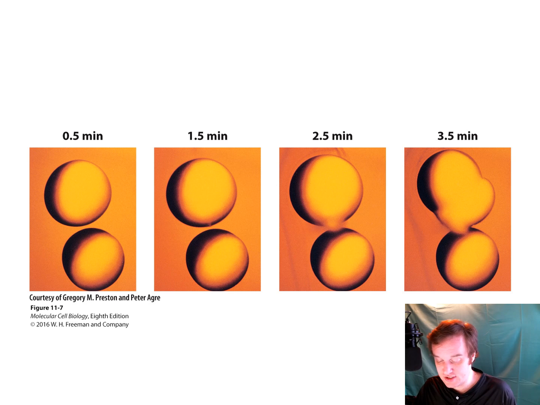And as you can see, the bottom egg in each of these panels is the control, and it really doesn't change throughout the entire time series here. But the top egg is the one that was injected with the mRNA and now expresses aquaporin. Because they have a higher concentration of solutes inside the cell than outside, and there's this free diffusion of water based on aquaporin, you can see that after about 3.5 minutes, they swell to the point where they burst.